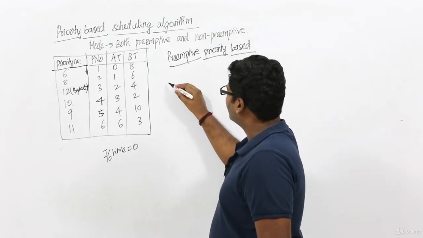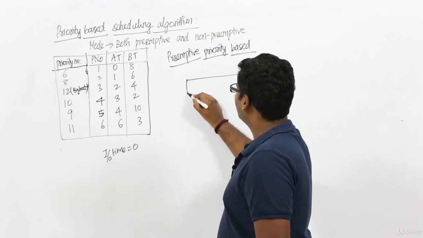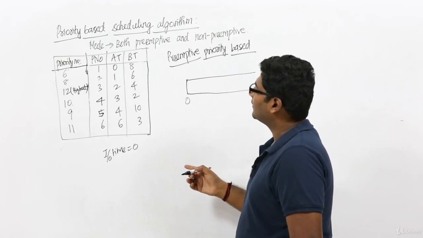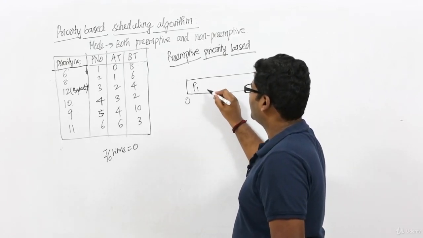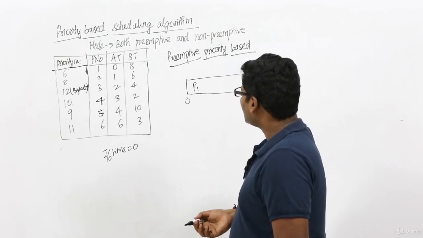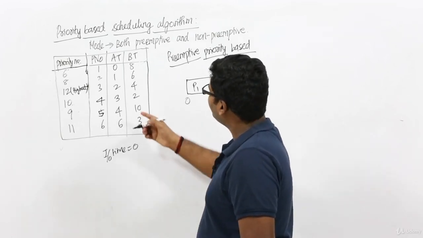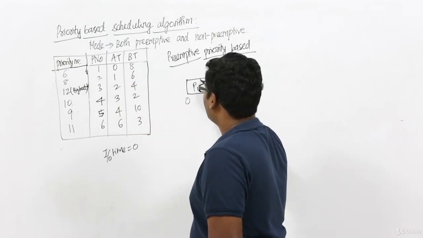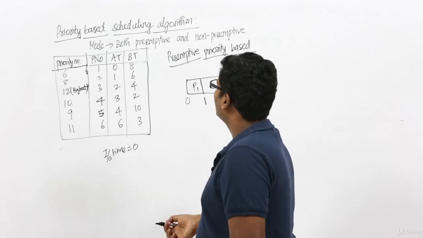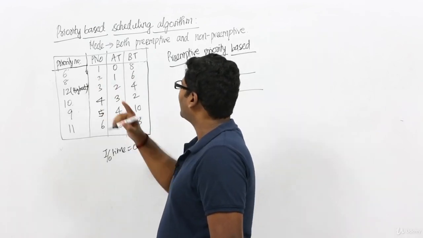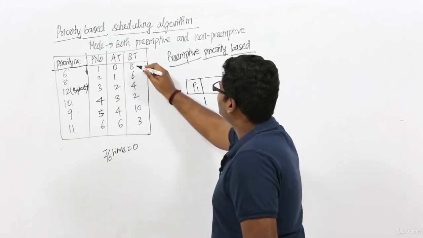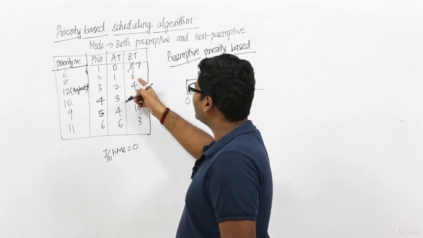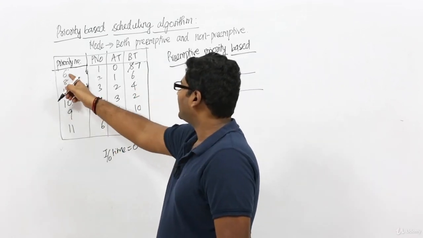Our Gantt chart as usual will start with time unit 0, and at time unit 0 the only process which has arrived to the RAM is P1. So P1 will be scheduled, and it should execute for at least one time unit. Why? Because at time unit 1, P2 arrives to the RAM, and P2's priority is higher than that of P1. Why? Because 8 is greater than 6.